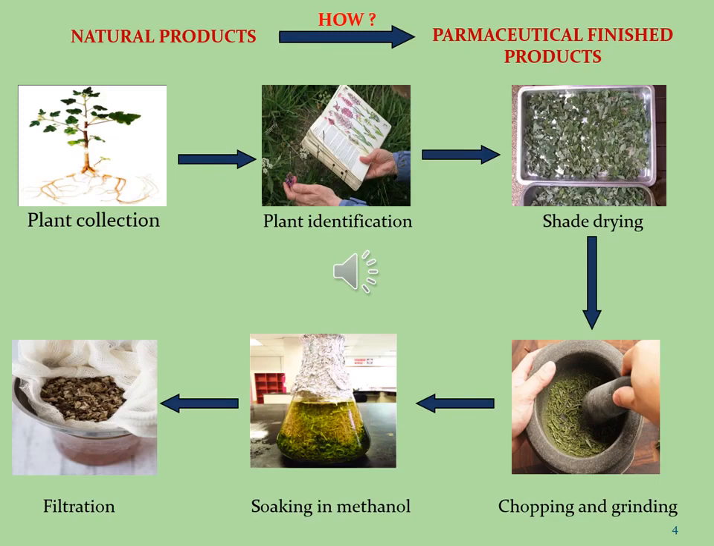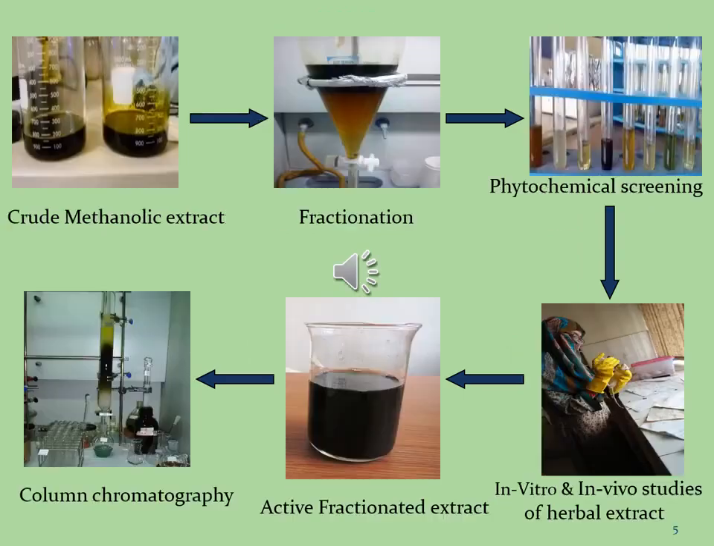The next step is filtration. The filtration is carried out by using Whatman paper or simple paper or porcelain cloth. Here we get the final methanolic extract in the form of filtrate. The methanolic extract is now converted into solid mass by using rotary evaporator. The next step is fractionation.